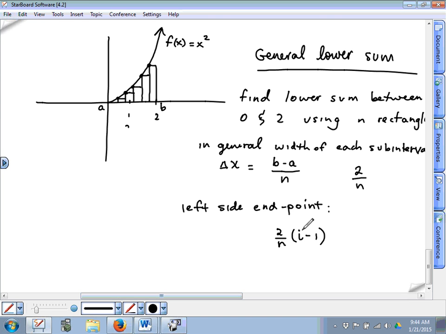Well, let me just make sure we're clear. Why i minus 1? It's a left-sided endpoint. If it was a right-sided endpoint, we'll do that in a second. If it's a right-sided endpoint, it's just i. If it's a left side, it's i minus 1, so we can start at 0. What do the B and the A stand for again? The B and the A is where the interval is along the x-axis. And what was this again, 2 over n? That's the width of each subinterval. Now what happens when i equals 1? We're going to get 0, which makes sense. That's the left side of our first rectangle. That should be right along the y-axis if we're starting at 0. All right?